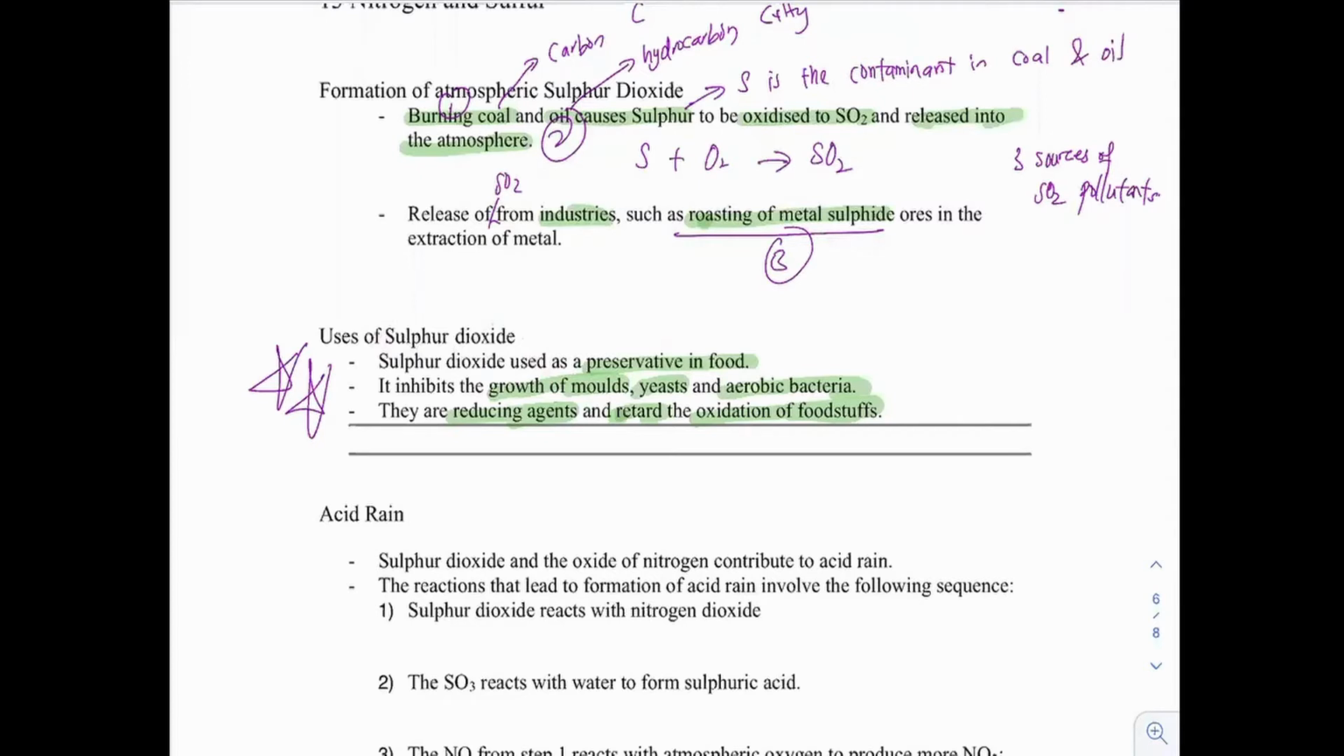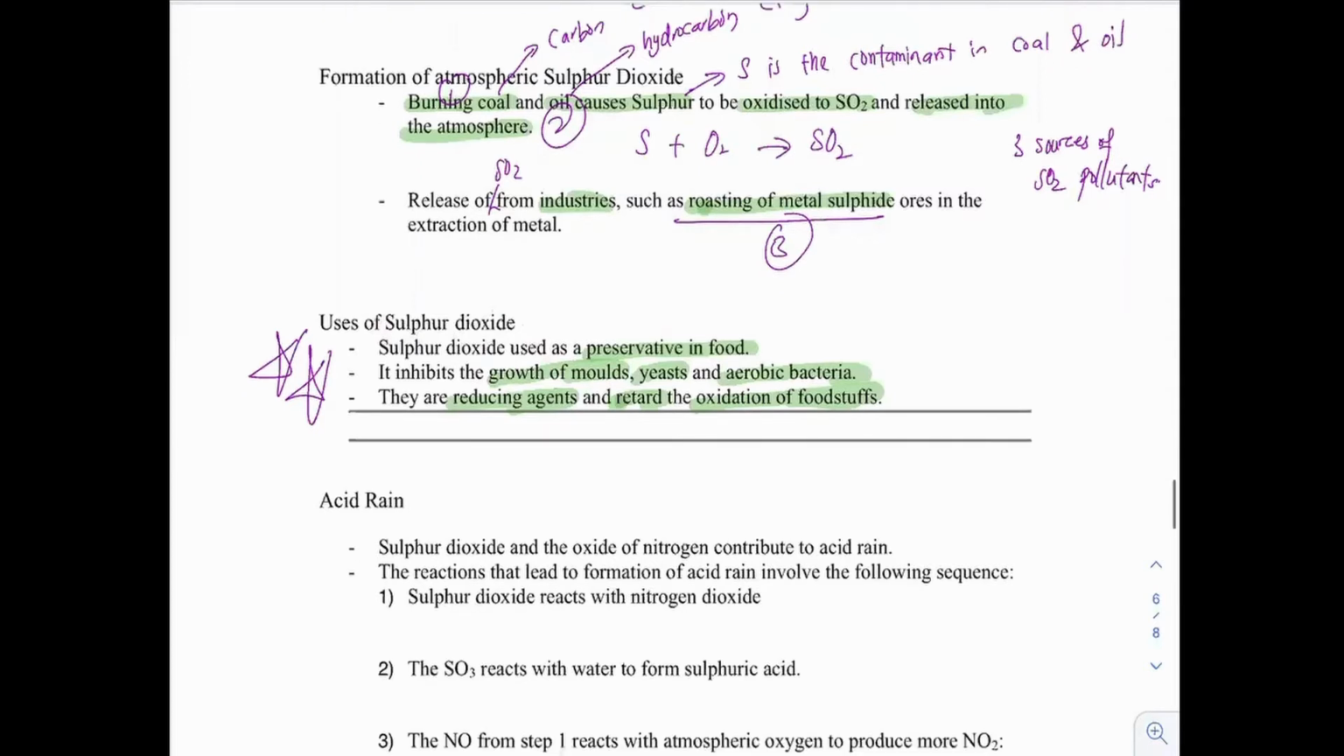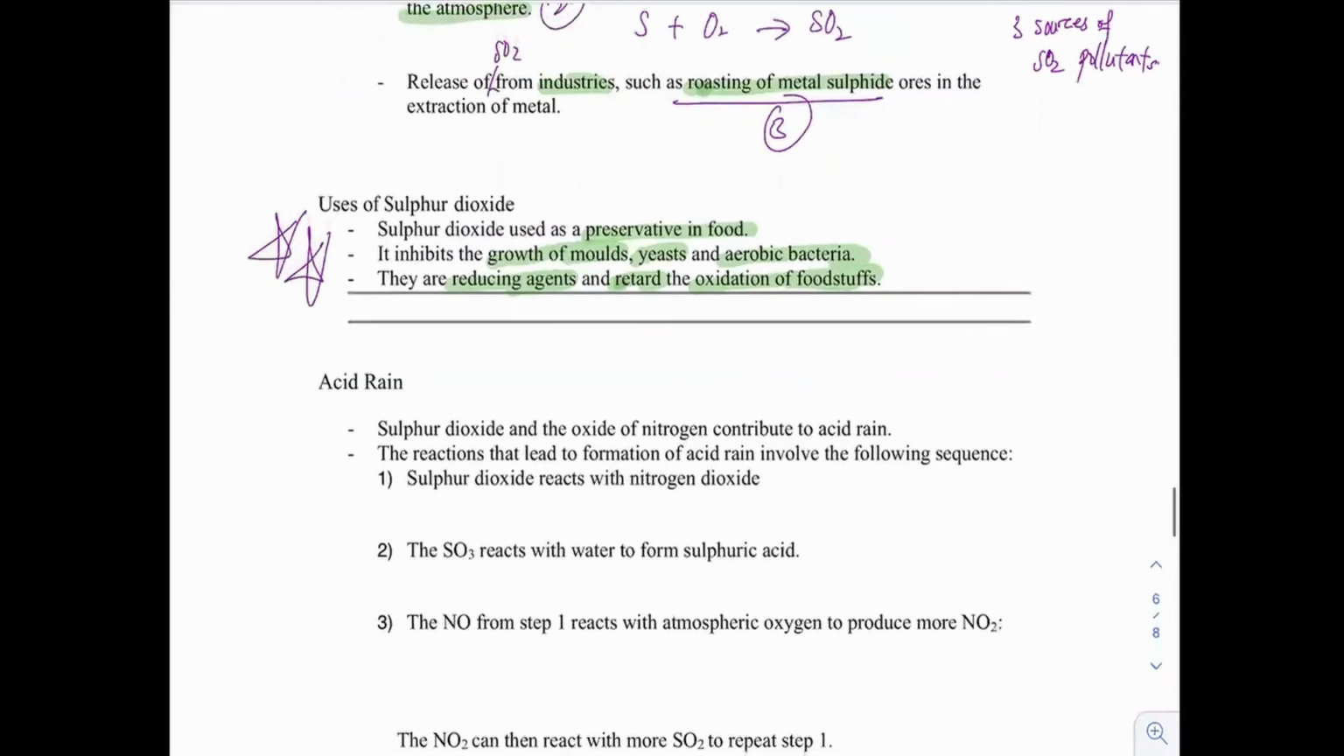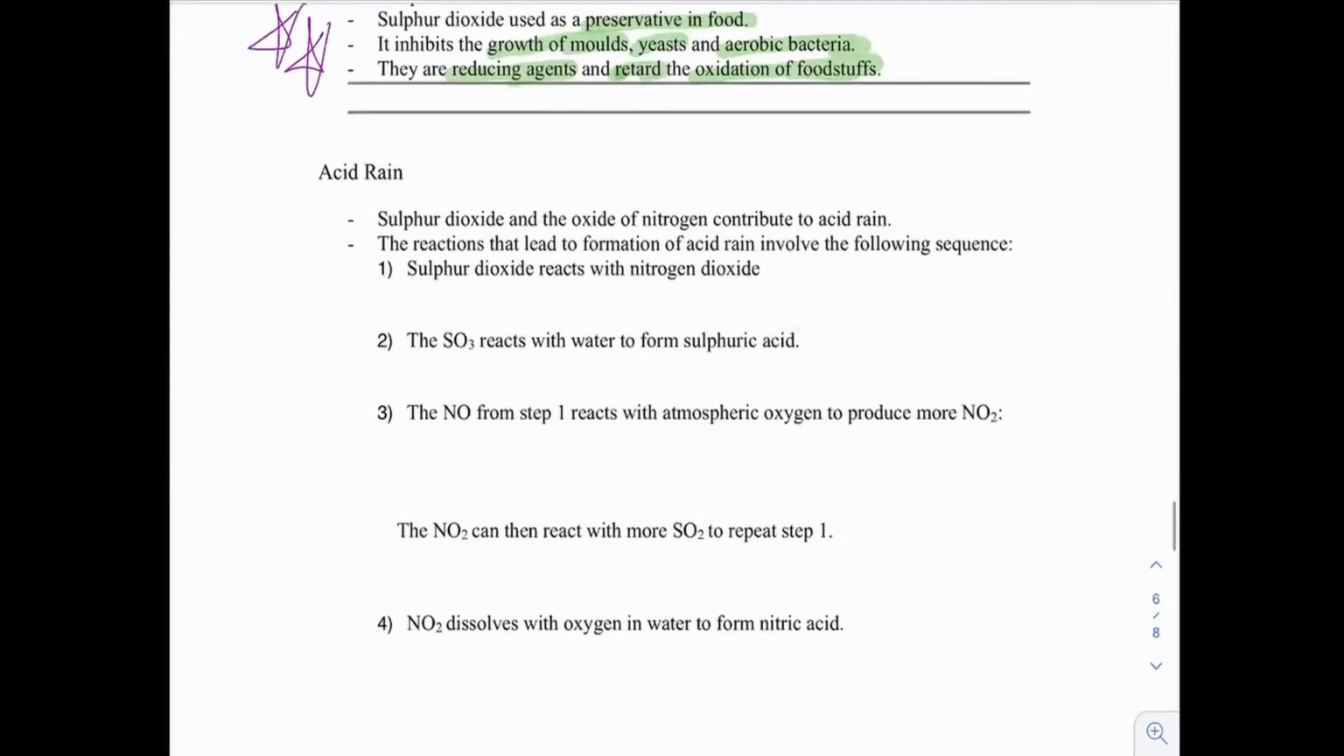Let's look at acid rain. So sulfur and the oxides of nitrogen contribute to acid rain. The reactions that lead to the formation of acid rain involve the following things.